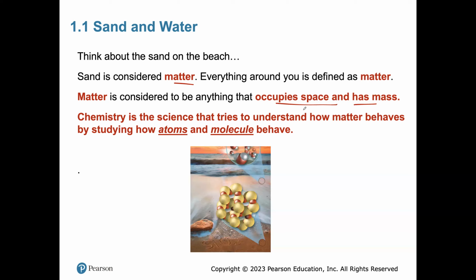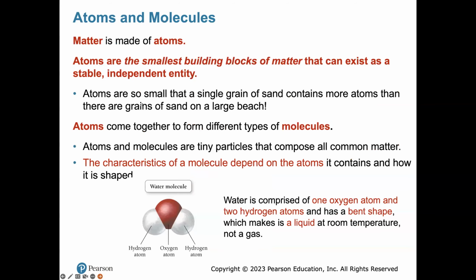Chemistry is a science that tries to understand how matter behaves by studying its composition and how the composition behaves. Fundamentally, matter is made of atoms and molecules. Atoms are the smallest building blocks of matter that can exist as a stable independent entity. You can think of matter as made of different types of atoms, and when atoms come together, they can make different elements and molecules.